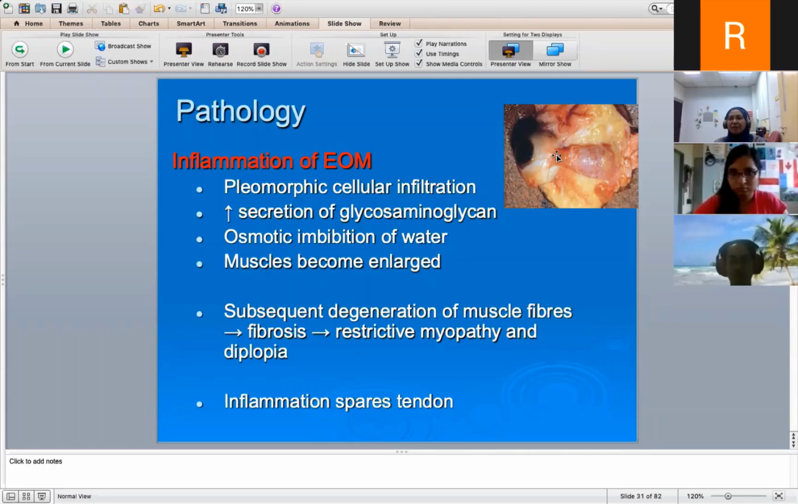So when you do a CT scan, let's say you see everything is fine, there's no tumor, and you start looking at the muscle. The moment you see the muscle is enlarged, but the tendon is normal, then you know it's most likely thyroid eye disease. We call it tendon sparing enlargement, yeah, on the CT scan.